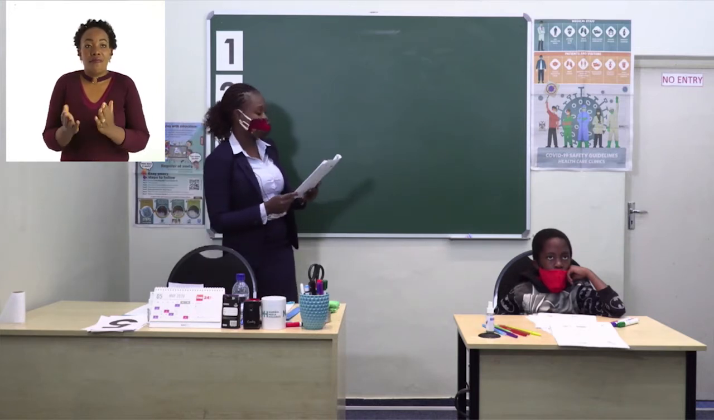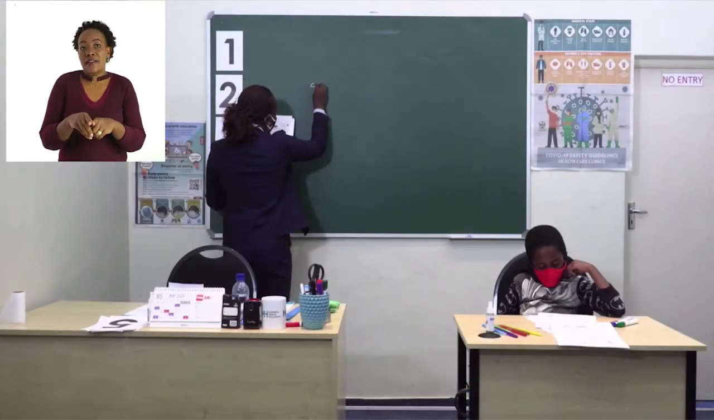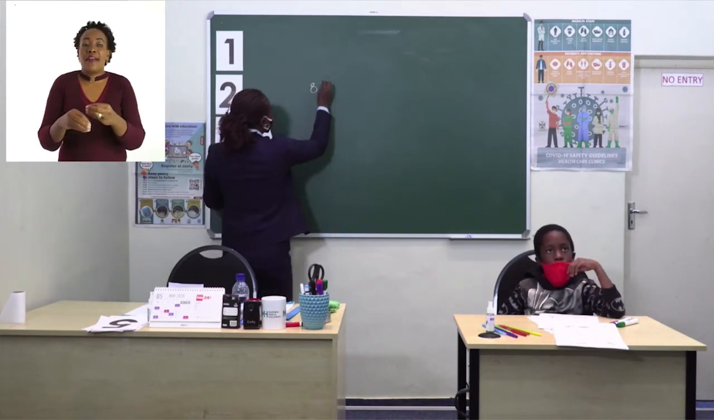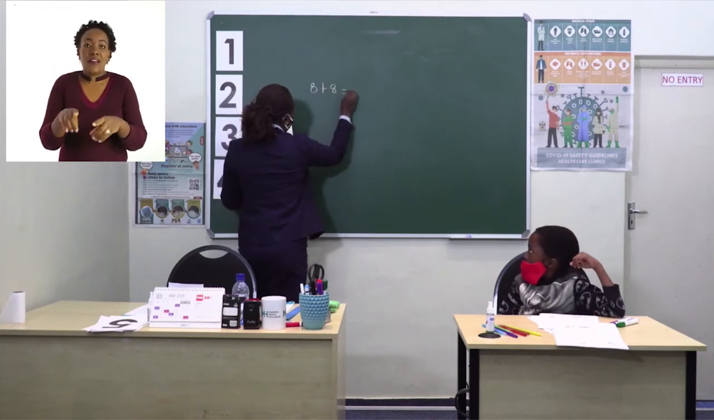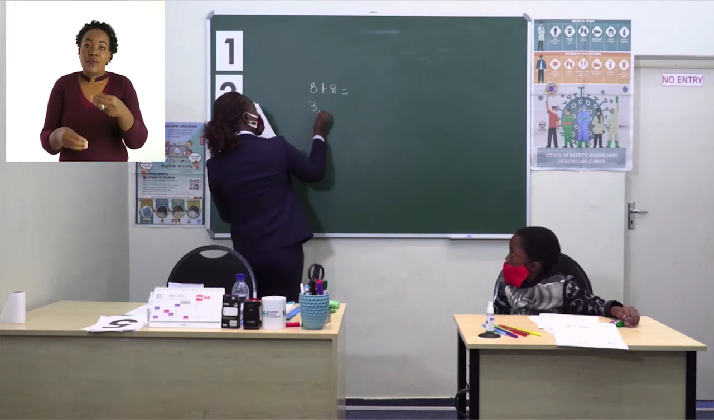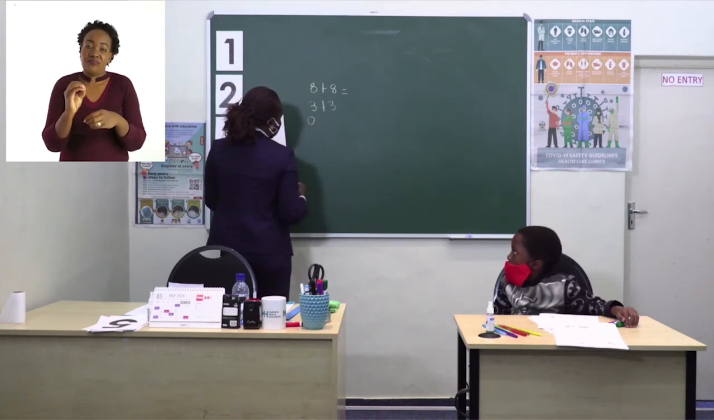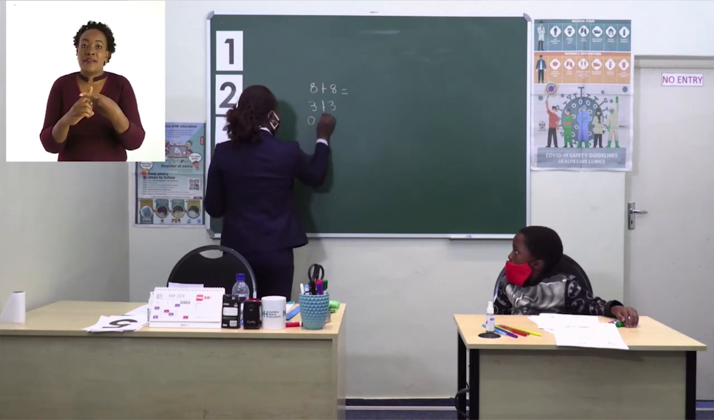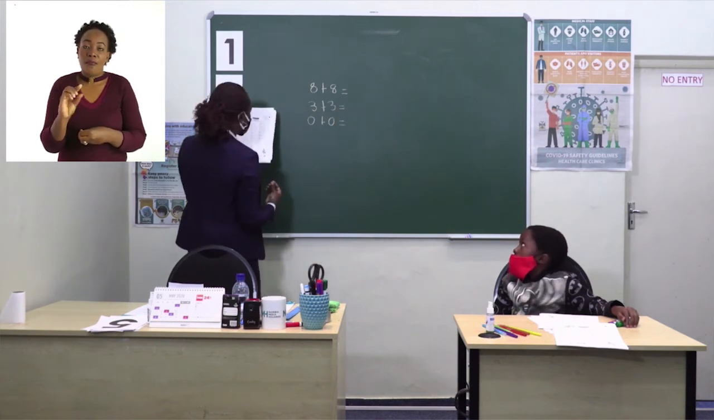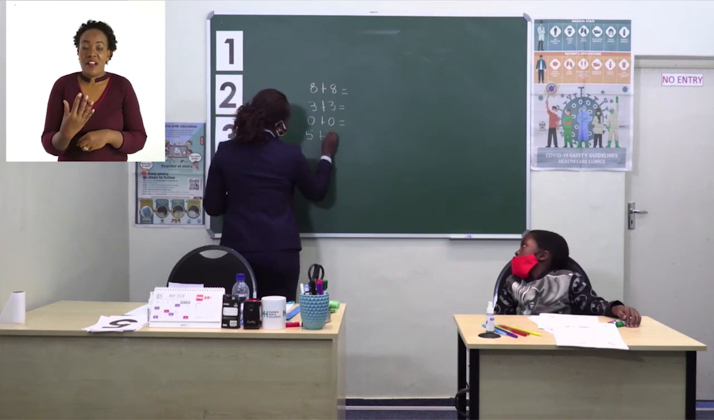Okay, let's now turn to page 5, where we are going to talk about doubling. This is a grade 2 work again, but grade 3s you can join in for your revision. Doubling means adding the number by itself. Let's say we have the number 8 and we want to double it. It means 8 plus 8. Then we have the number 3. It means we must add 3 by itself and it will be 3 plus 3. Then we have a 0. We also add it by itself. So it's 0 plus 0. Then we go to the number 5. Here we say 5 plus 5.